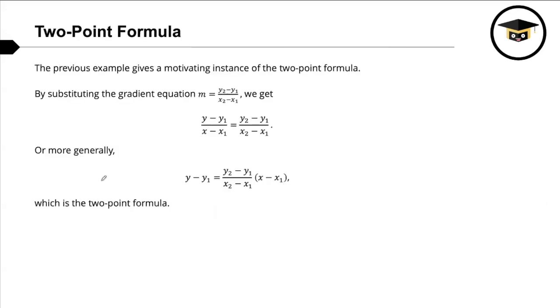Now, in the previous example, we did use the point gradient form, but there is a specific formula which we can use where we've been given 2 points. So this is called the 2-point formula. So if you've been given 2 points, you can use this formula to figure out the equation of a line. So by substituting the gradient equation m equals y2 minus y1 over x2 minus x1, we get y minus y1 over x minus x1 is equal to y2 minus y1 over x2 minus x1, which is now going to be our 2-point formula. So let's actually put this into practice.